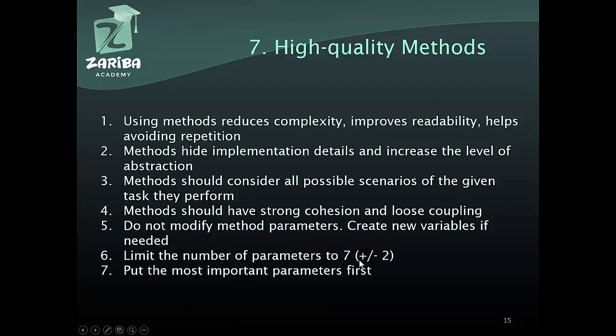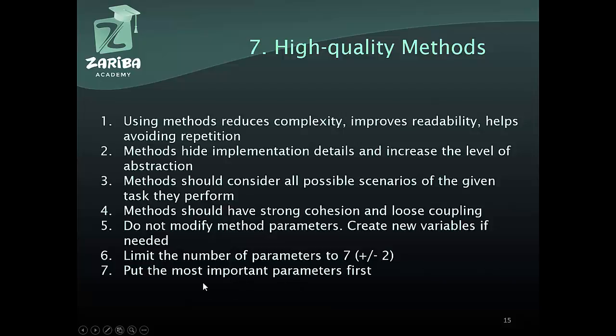Limit the number of parameters to 7 plus minus 2, so from 5 to 9. There was some psychological study that the human brain normally can keep track of up to 7 variables, or tasks and so on. So this is like a magical number which you should try not to exceed too much with the number of parameters. If you have the need to put more, think about maybe putting some of the variables in a separate class or a struct or something like that.